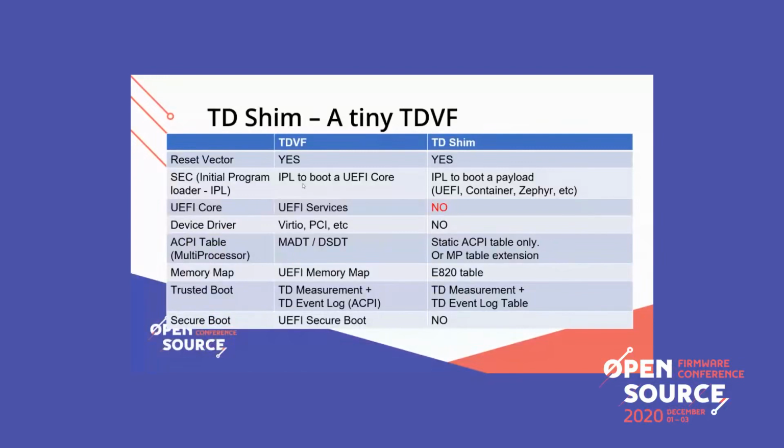A TD-shim does not include any device driver. It may use a static ACPI table, and if that is true, the MADT wake-up structure can be used. If the TD-shim does not have an ACPI table, it can use other tables to report such information, such as the MP table extension. Because the TD-shim does not produce the UEFI memory map, you can just use the E820 table to report the memory location, including the unaccepted memory. The trusted boot can still be supported. The TD-shim may extend the TD HOB and report the event log in another static table.